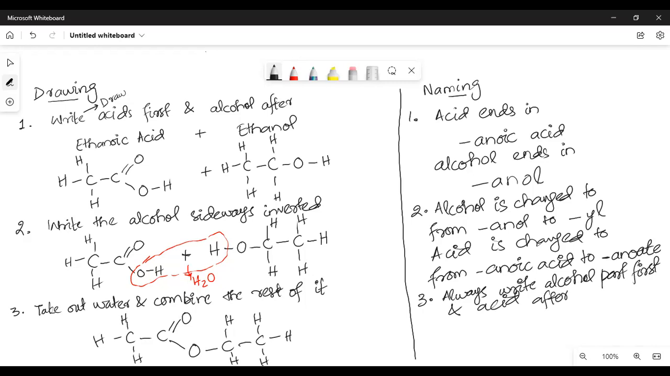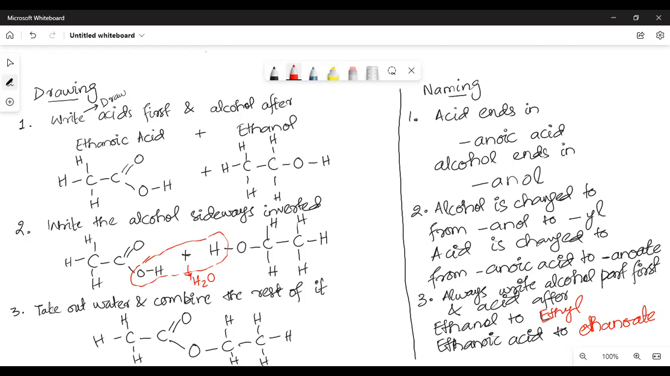So it becomes from ethanoic acid. Sorry, no. Actually, we were supposed to start with ethanol. So I'm going to rewrite the whole thing. Ethanol to ethyl, and then ethanoic acid to ethanoate. That's it. 3 steps for naming and 3 for drawing. You're always going to end up in the correct structure as well as the correct name.